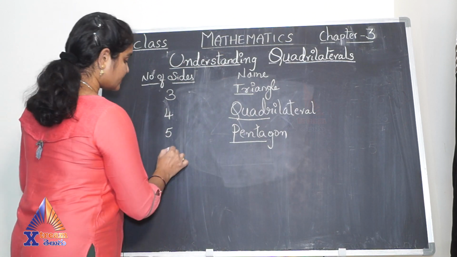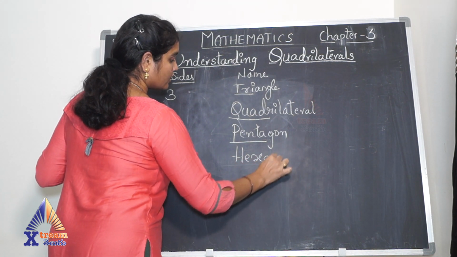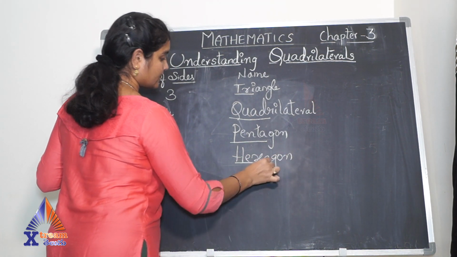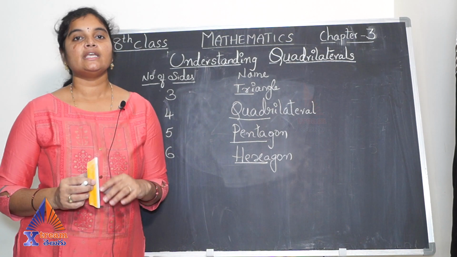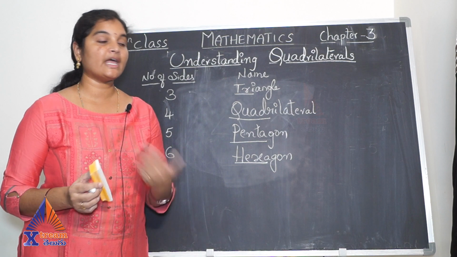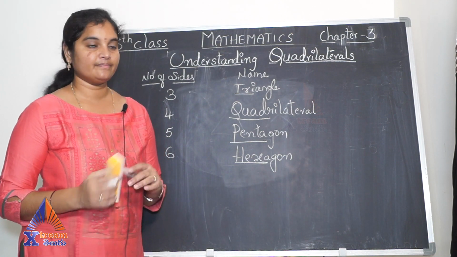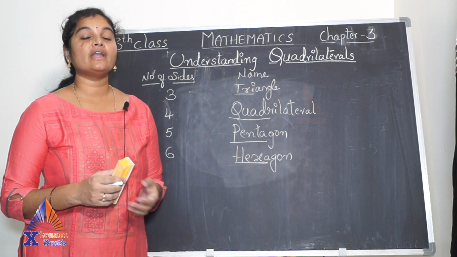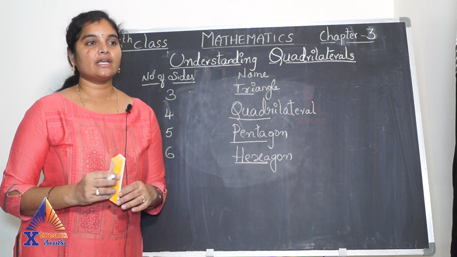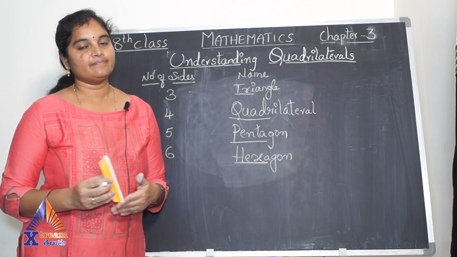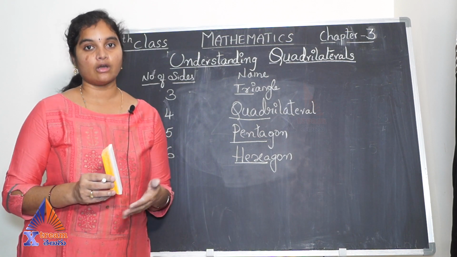Like that, if you have 6 sides, you call it a hexagon. Hexa is 6. If you have 7 sides, you call it either a septagon or a heptagon, where septa or hepta means 7. If you have 8 sides, you call it an octagon. Octopus, which has 8 hands, I think the name has been taken from that only. So if a polygon has 8 sides, we call it an octagon.